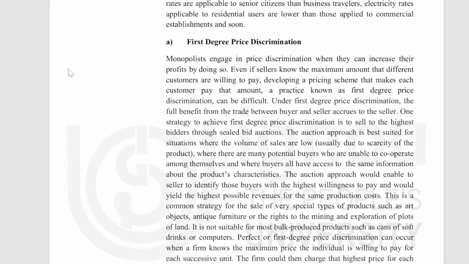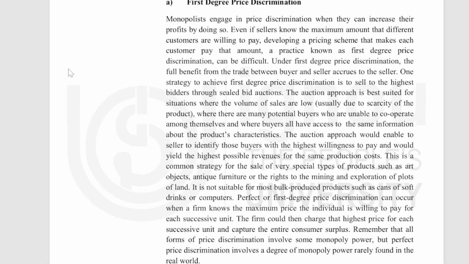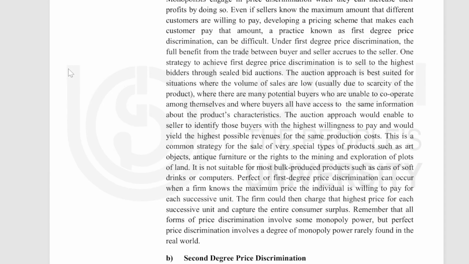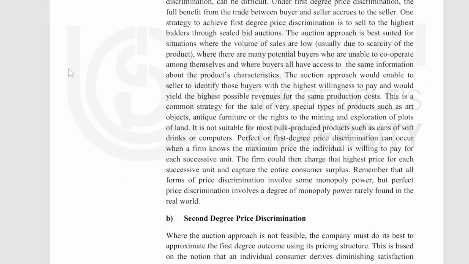On first degree price discrimination: monopolists engage in price discrimination when they can increase their profit by doing so. Even if the seller knows the maximum amount that different customers are willing to pay, developing a pricing scheme that makes each customer pay that amount, a practice known as first degree price discrimination, can be difficult. Under first degree price discrimination, the full benefit from the trade between buyer and seller accrues to the seller. One strategy to achieve first degree price discrimination is to sell to the highest bidder through a sealed bid auction.